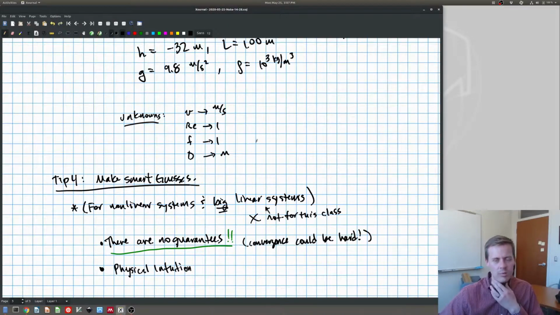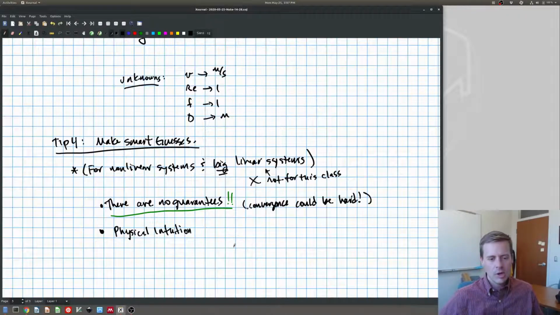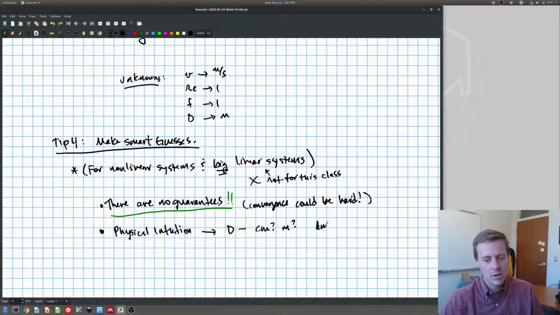So let's think about this problem. We're asked for something that's got velocities or flow rates around 6 liters per second. It's water. Heights are a couple dozen meters. It doesn't make sense that the diameter is going to be the size of the space station, or the size of the Earth. So in our case, we might expect diameters on the centimeter scale, maybe on the meter scale, but they're definitely not going to be on the kilometer scale.